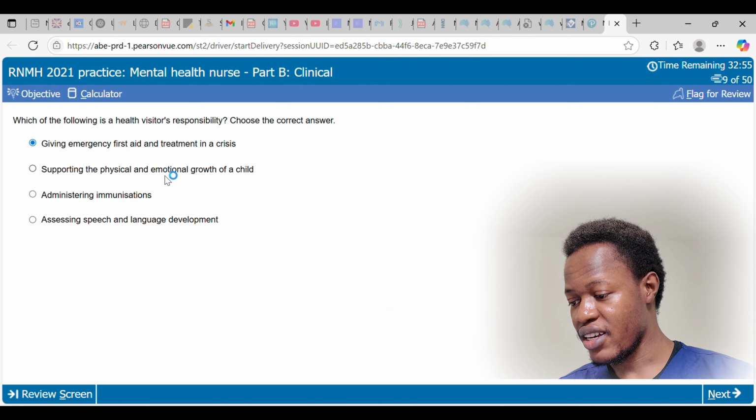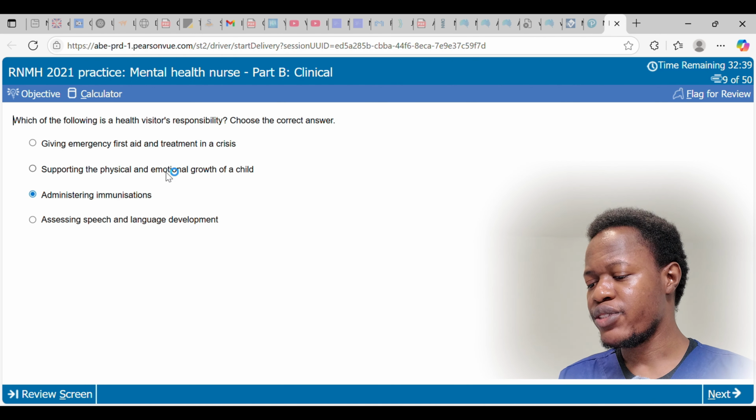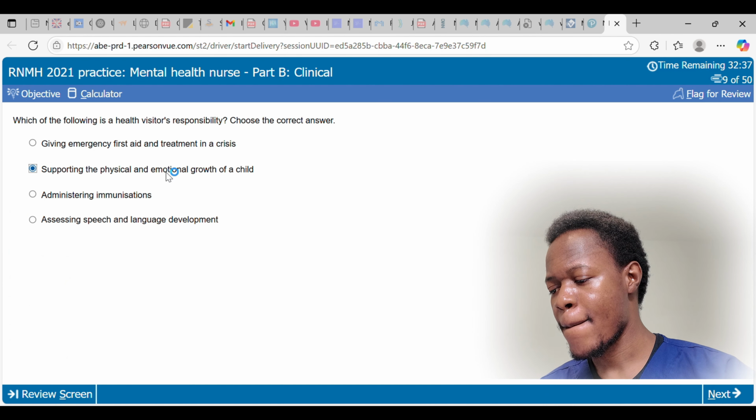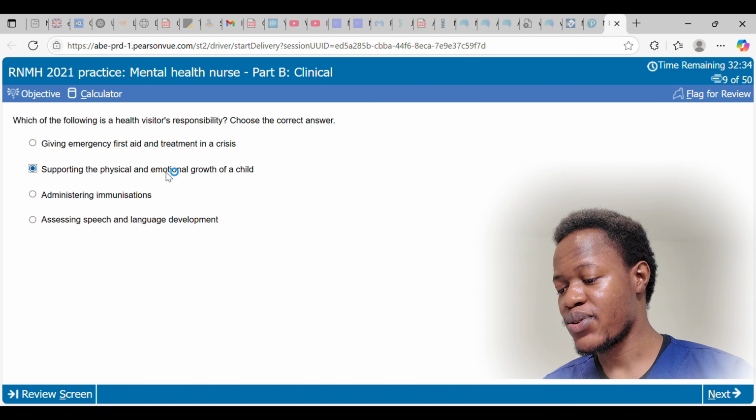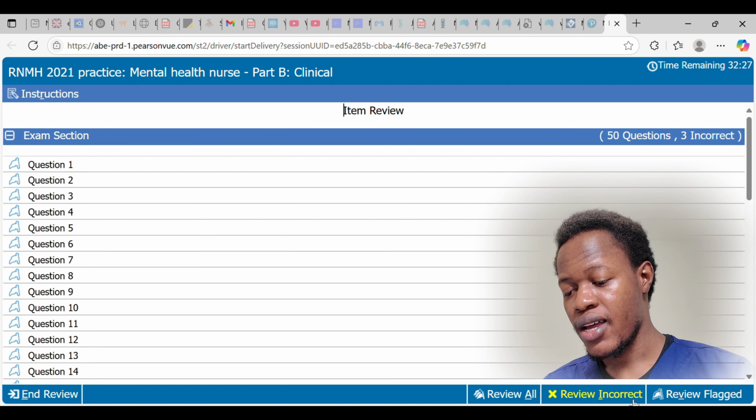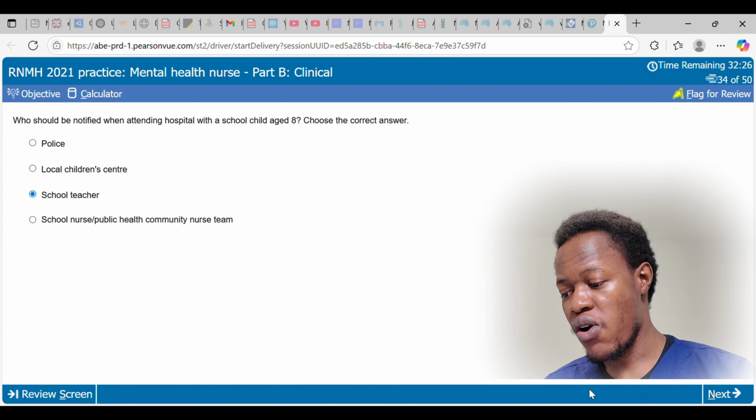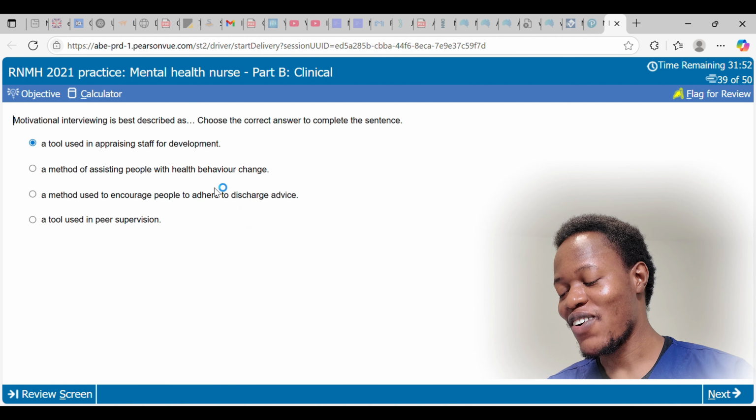And this one should be, is it administering immunizations? So this one should be supporting the physical and emotional growth of a child. So this one says, who should be notified when attending hospital with a school child aged 8? So that should be the school nurse, public health, community nurse team. I knew it. I wasn't so sure.